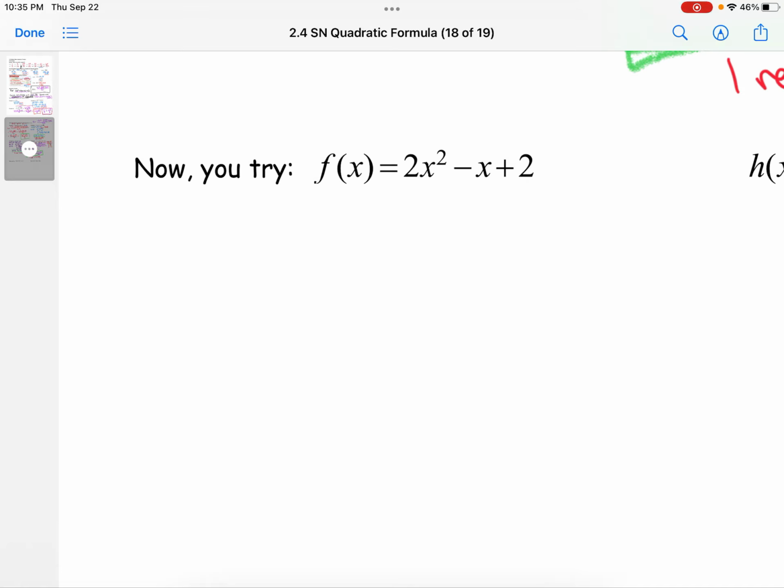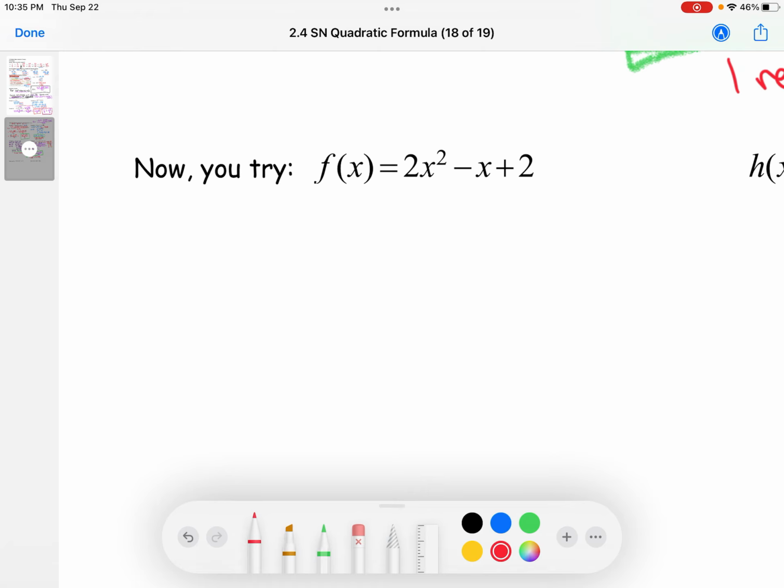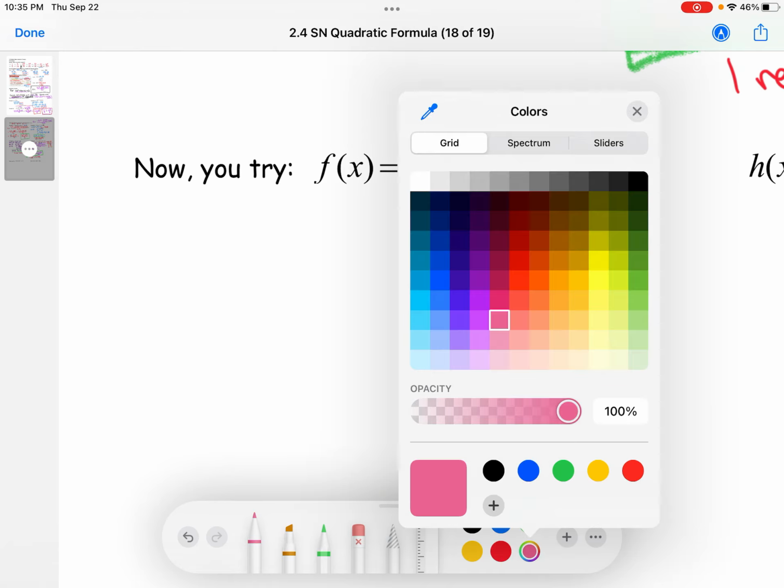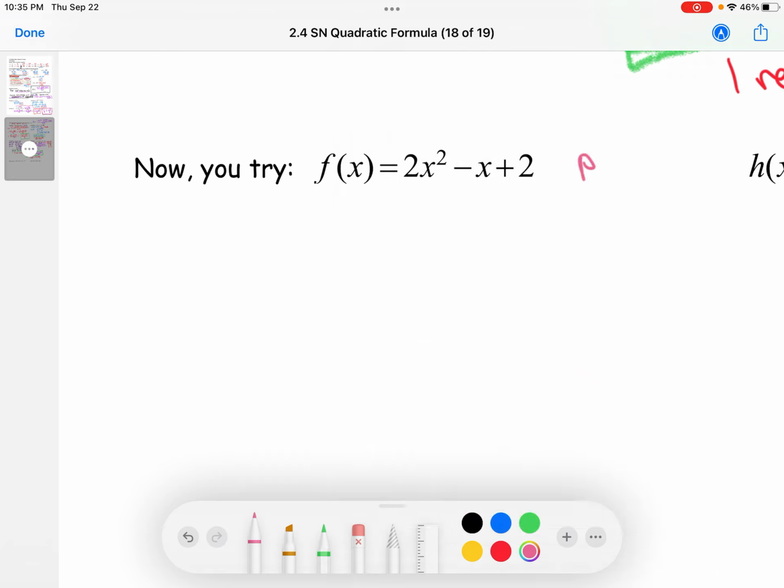Okay, let's take a look at this first try problem. It has 3 terms and it is quadratic. It's worth seeing if the problem will factor. So with 3 terms, we look for that sum and product. The product would need to be 4. The sum would need to be negative 1. So we'd have 1 times 4 or 2 times 2 for factors of 4.